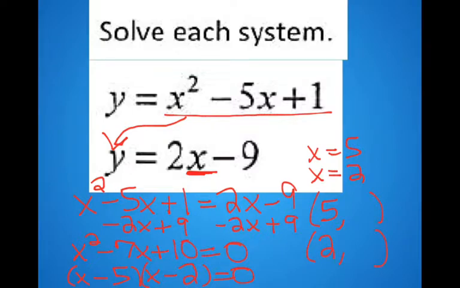When you put the 5 in there, it's 2 times 5, which is 10. 10 minus 9, which is 1. Then I'm going to put a 2 in there, so it's 2 times 2, which is 4. 4 minus 9, which is negative 5. So these are the two solutions.